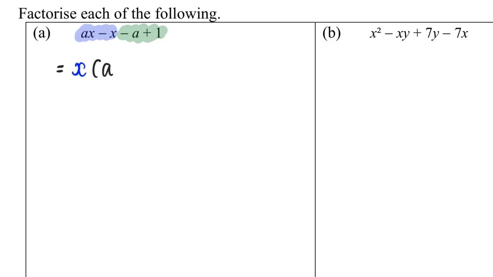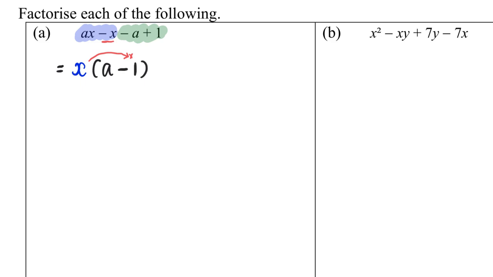And I'm left with a minus. Wait a minute. I've taken out x. I'm left with, yes, 1. Why is that so? So that when I multiply back the x, I must get back my negative 1x. Okay? And at the other side, I realize there is no common factor between the variables a and 1.